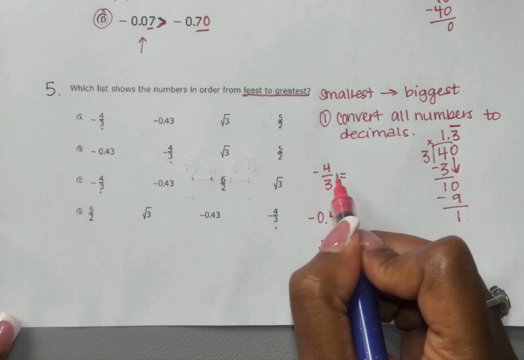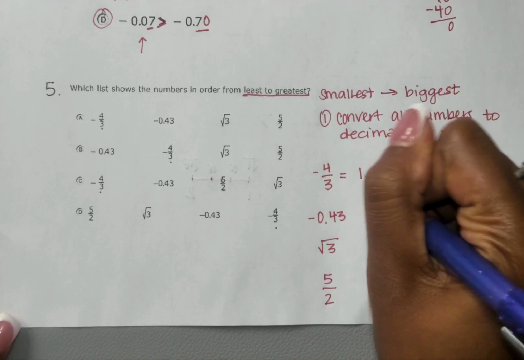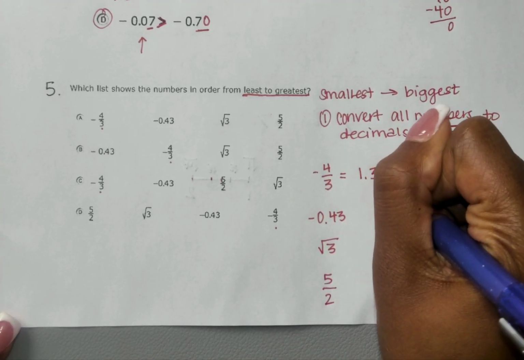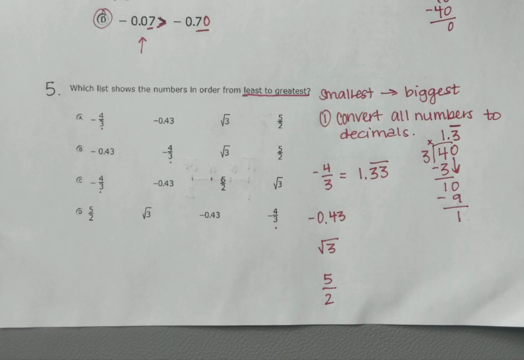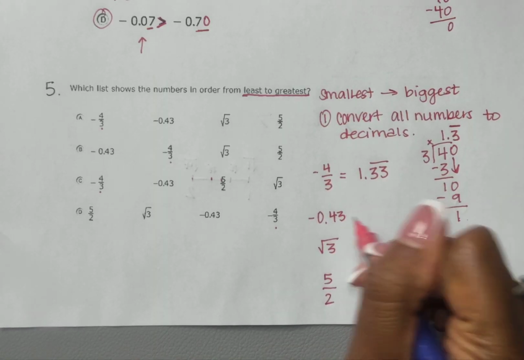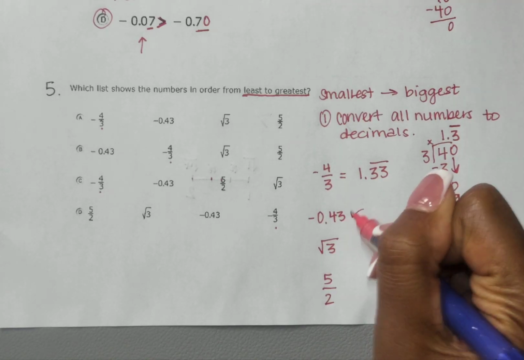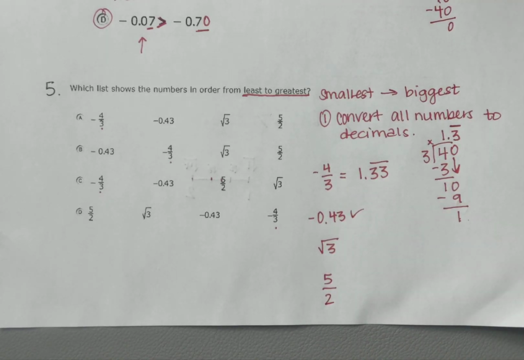So -4/3 is equivalent to -1.33 repeating. And again, this one's already in decimal form, so we can leave that one as is.